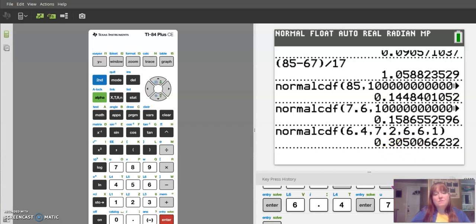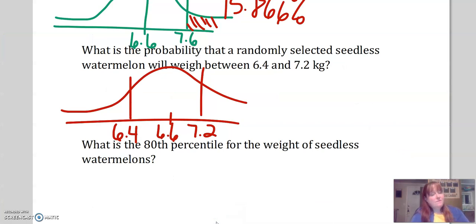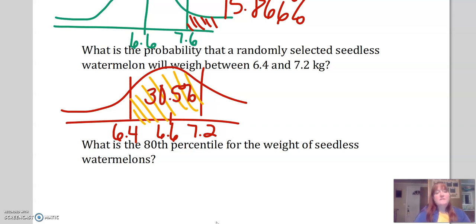So we have 30.5%. So we have a 30.5% chance that we're going to pick the area under this curve right here. 30.5% of the watermelons are in that area, which means if I pick a random watermelon, I'm going to have a 30.5% chance that I'm going to pick one of them in that area.